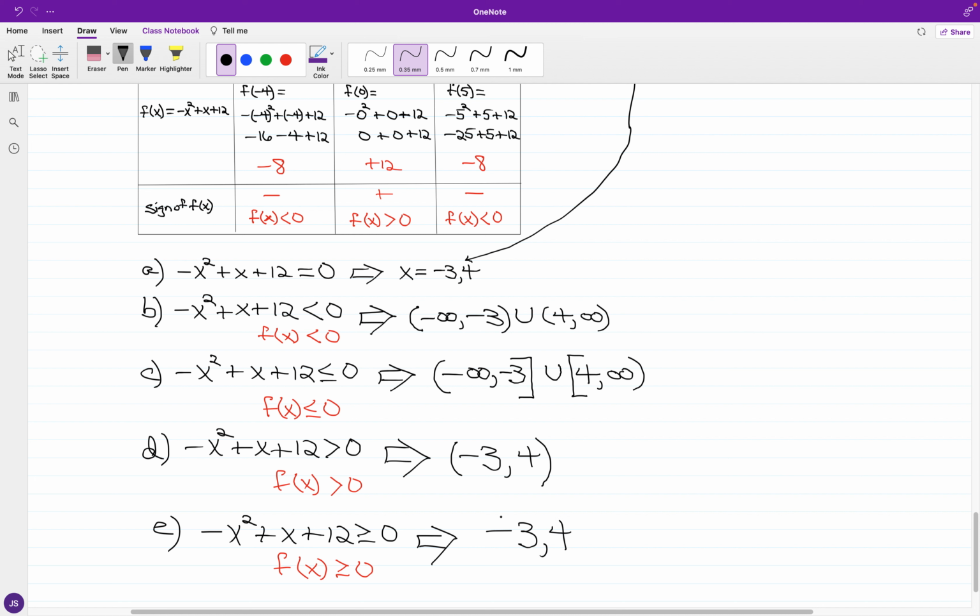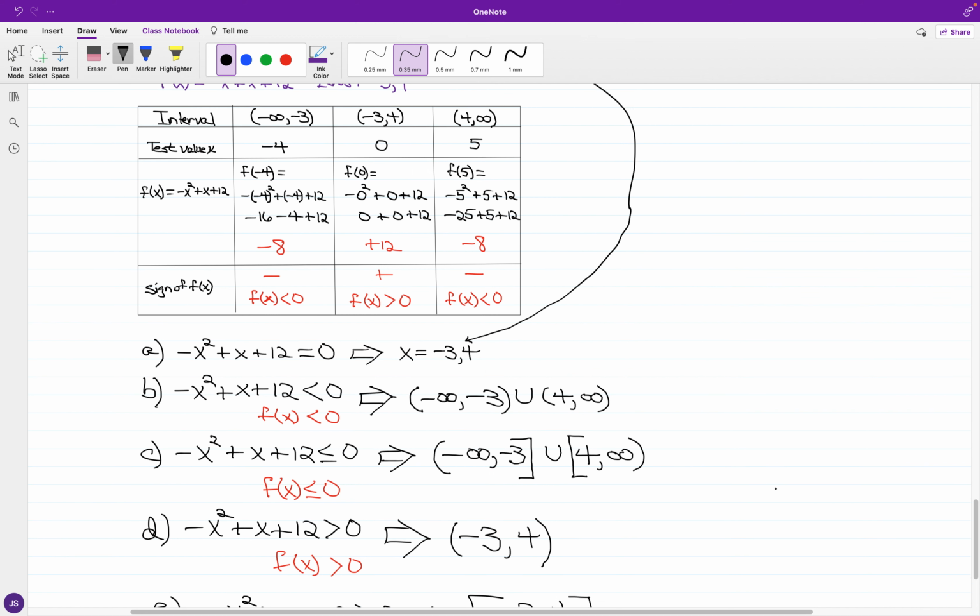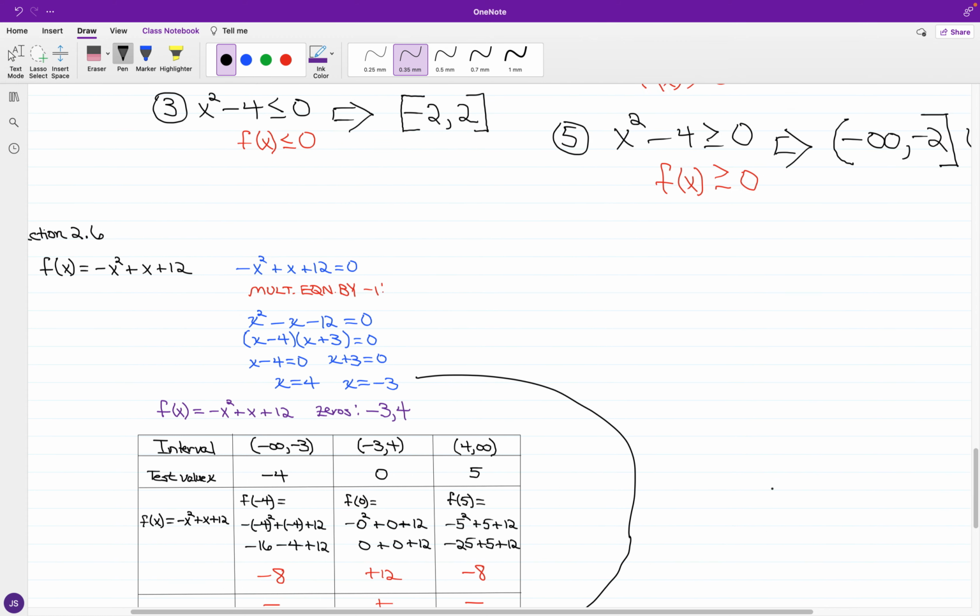Okay, so for polynomial inequalities, if you have the equal to 0 parts and your values create the situation where the polynomial is equal to 0, those values are going to be bracketed, just like what was the case with -3 and 4 with the less than or equal to 0 and the greater than or equal to 0 inequalities.